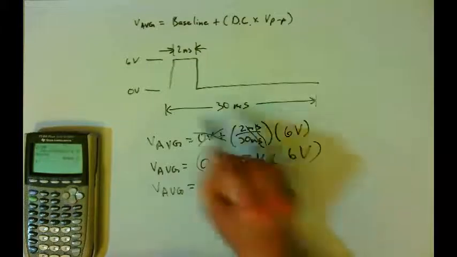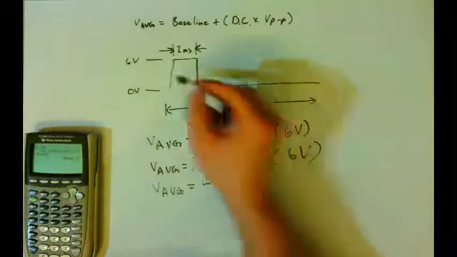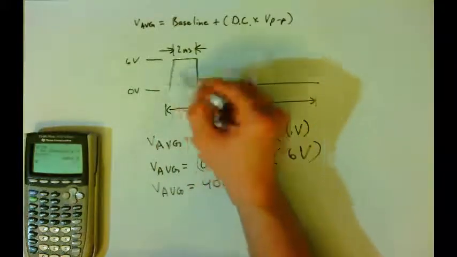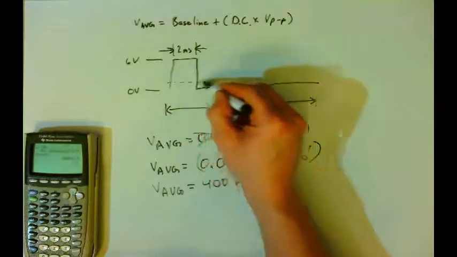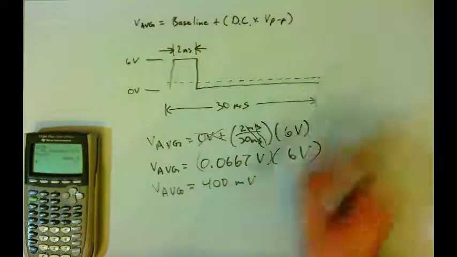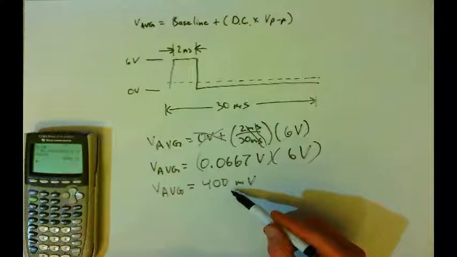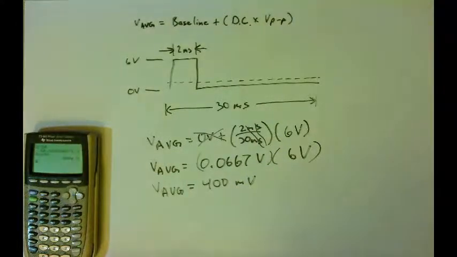Okay. And so the period here is so long that if we were to divide this up and spread it out evenly, it would be spread very thin, a little less than half of a volt. And so here the average voltage is going to be 400 millivolts.